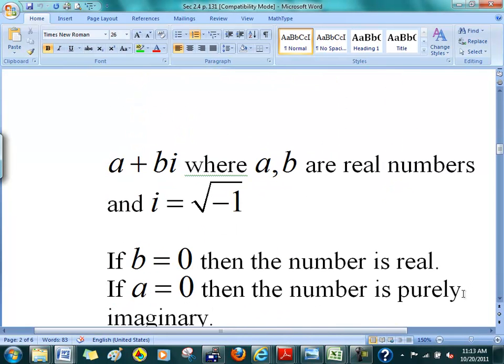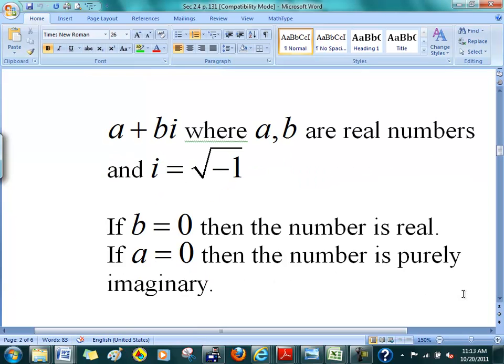All right, let's go and talk a little bit more about how complex numbers are written as a plus bi, where a and b are real numbers. And then if b is zero, then the number is real. And if a is zero, the number is purely imaginary.